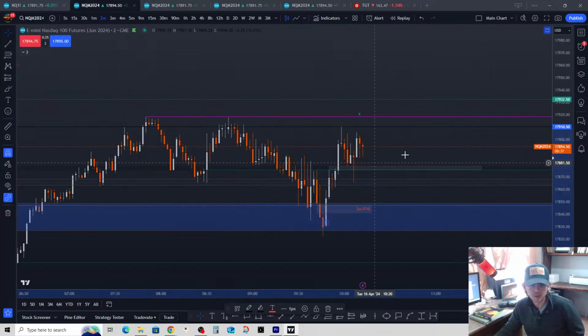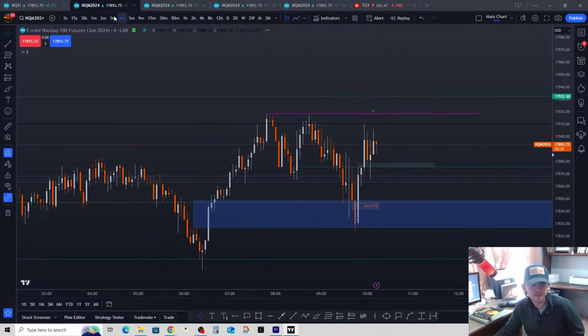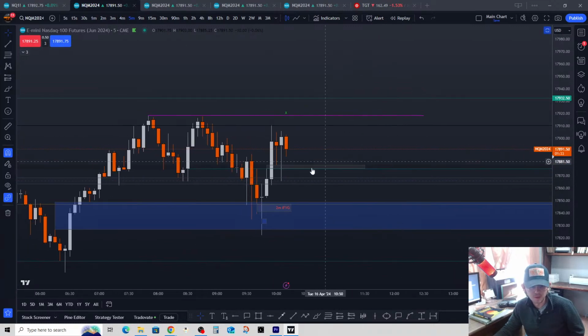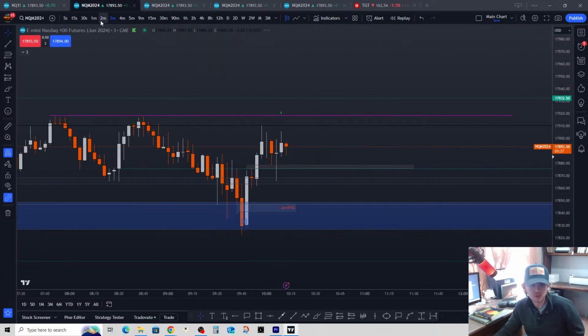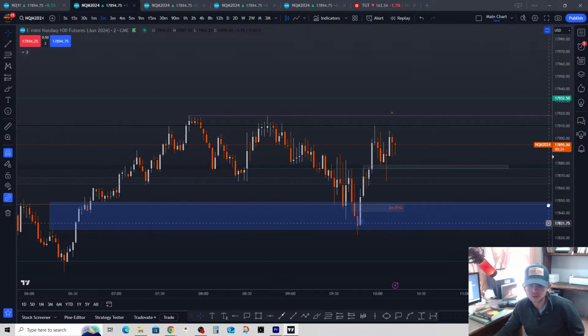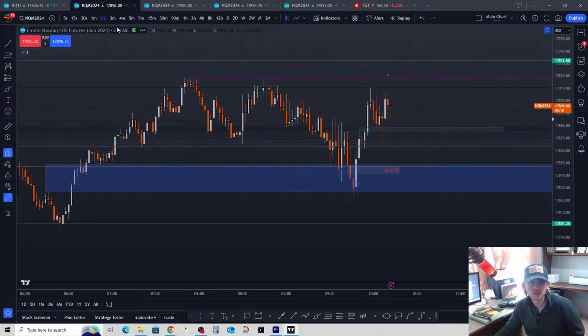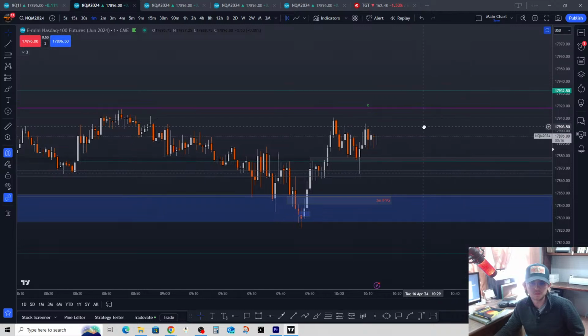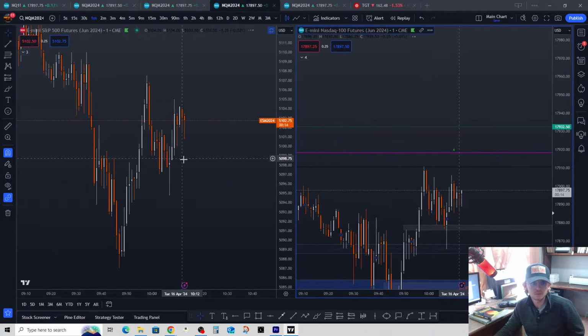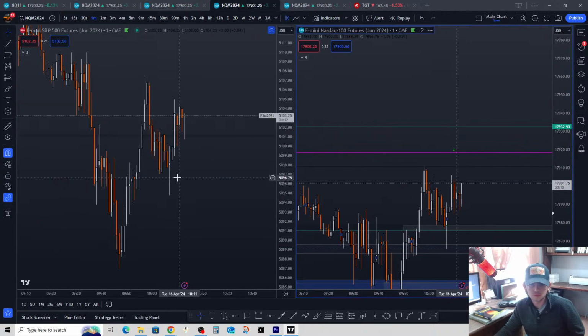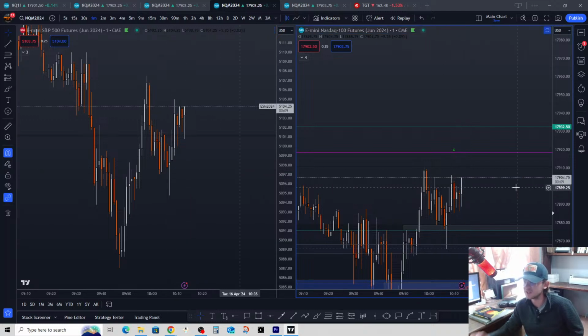The thing with this, it's spending a lot of time up here. I don't want to say I'm afraid, but I wouldn't want to see it spend a whole lot more time here. Let's see, one more wick down and then a move higher. That'd be nice. But that's really about it. We might not even get that fucking wick down. That's the thing right now.